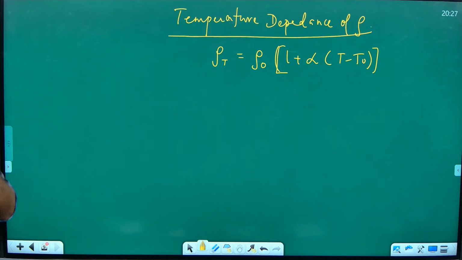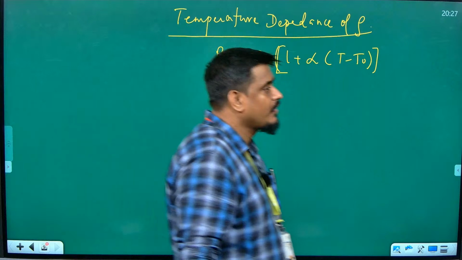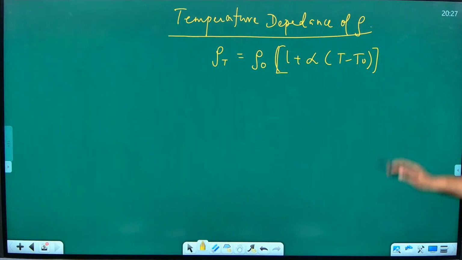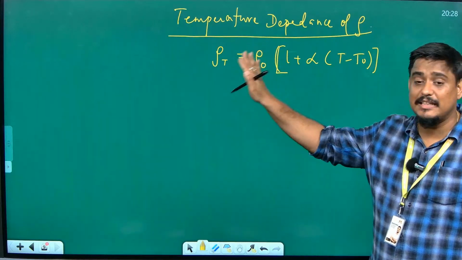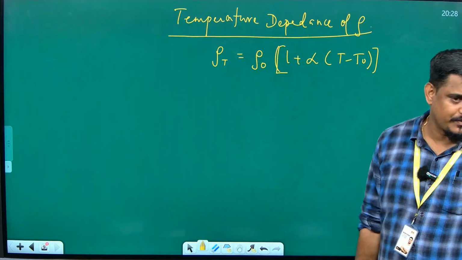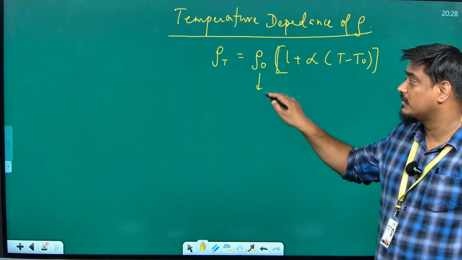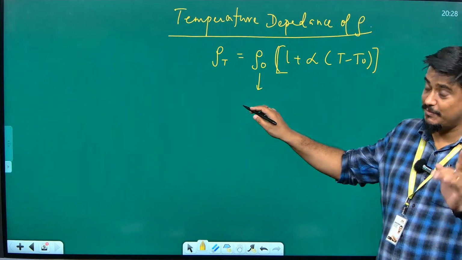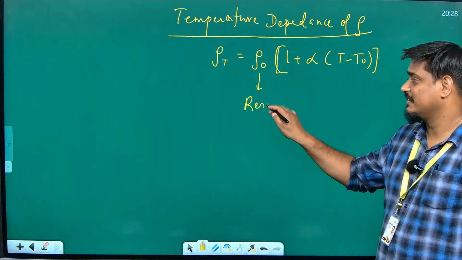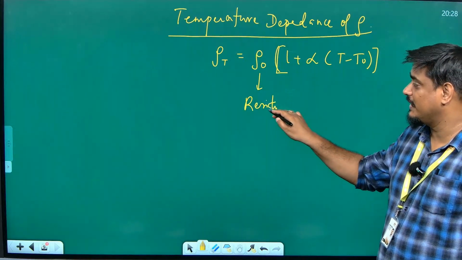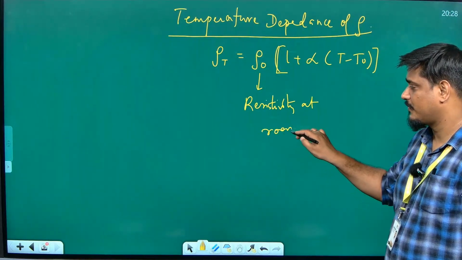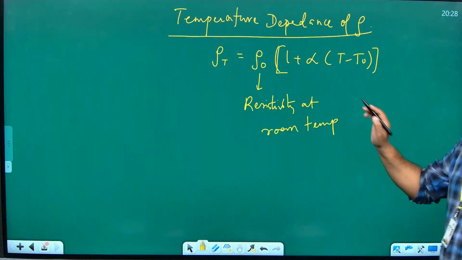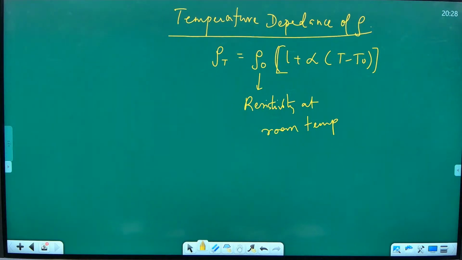Now please pay attention. What is the meaning of all these things? This rho T means resistivity at a particular temperature. Rho naught is what? Don't take it as initial, that's the problem. It is the resistivity at room temperature, which is generally taken as 27 degrees Celsius or 300 kelvins, not 0 kelvin.